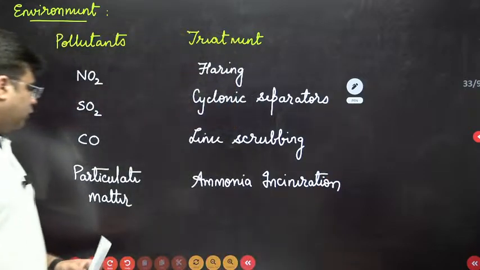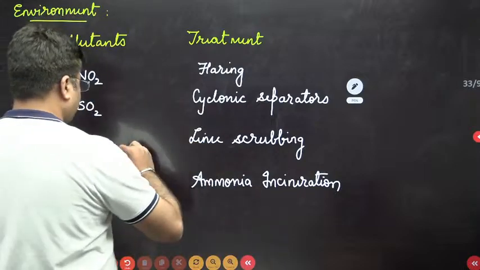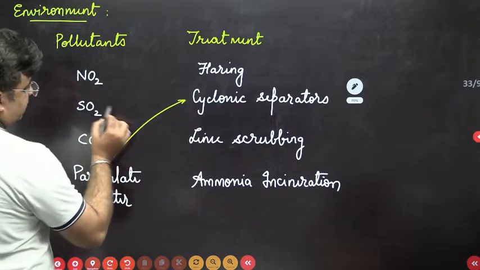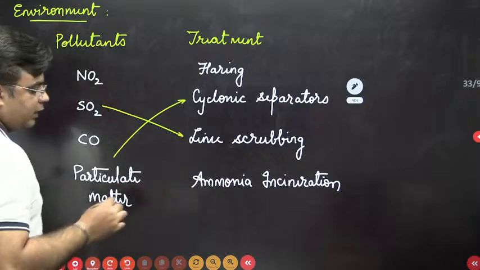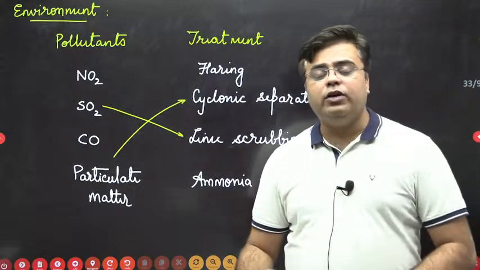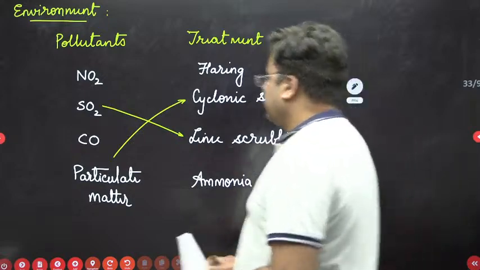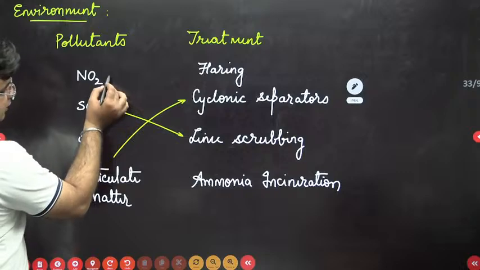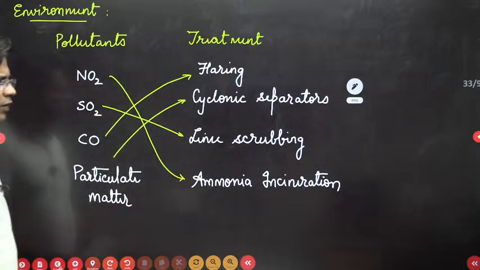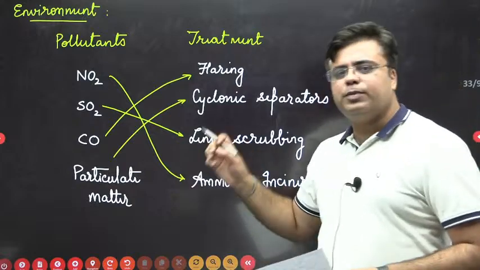First of all, particulate matter will be removed by the cyclonic precipitator. Then SO2 is basically removed by lime scrubbing. We usually see lime scrubbing in waste-to-energy plants where a huge amount of sulfur dioxide is released, so lime scrubbing is done to remove SO2. Then NO2 is removed by ammonia incineration, and lastly, carbon monoxide is removed by flaring. It's a bit of a practical application based question. We do not expect these kinds of questions, but still it has been asked.